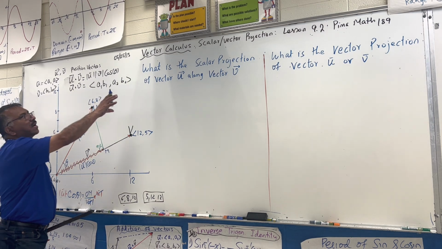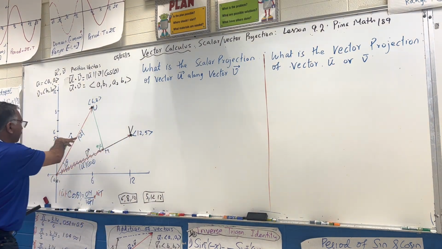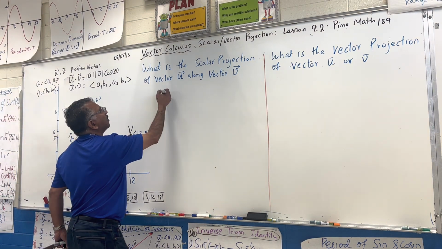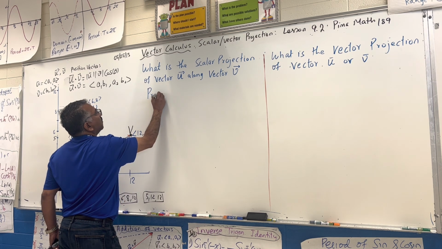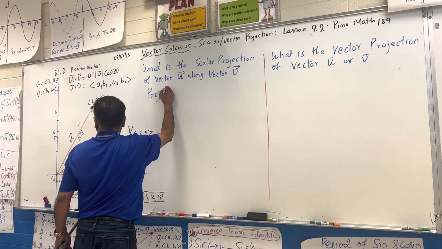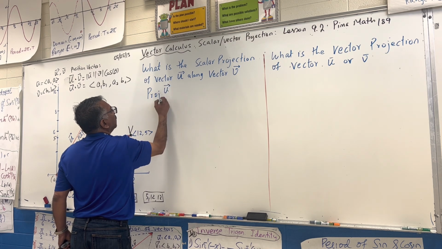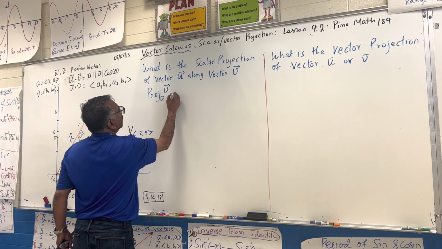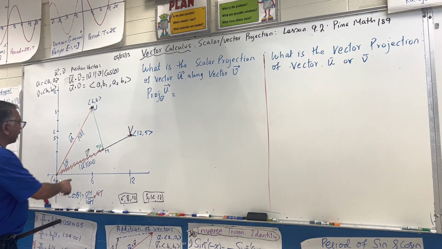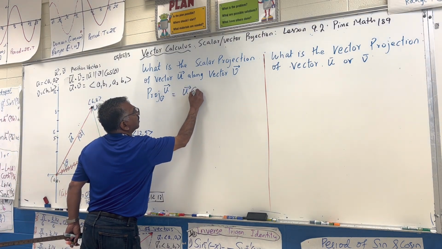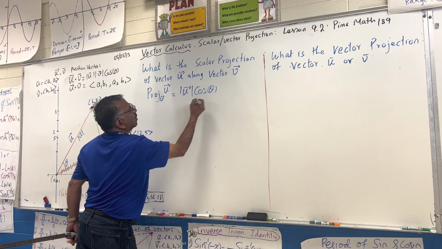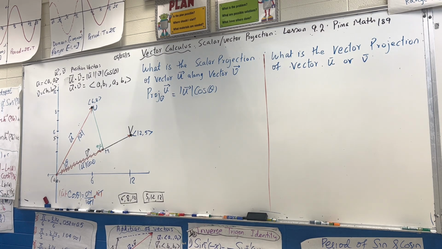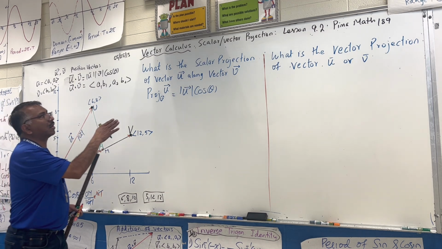And so let's write down the scalar projection of vector u on v bar. This is how we write it, and that is nothing but the magnitude of u times cosine of theta. That's it. Our next goal is to write this in another form.